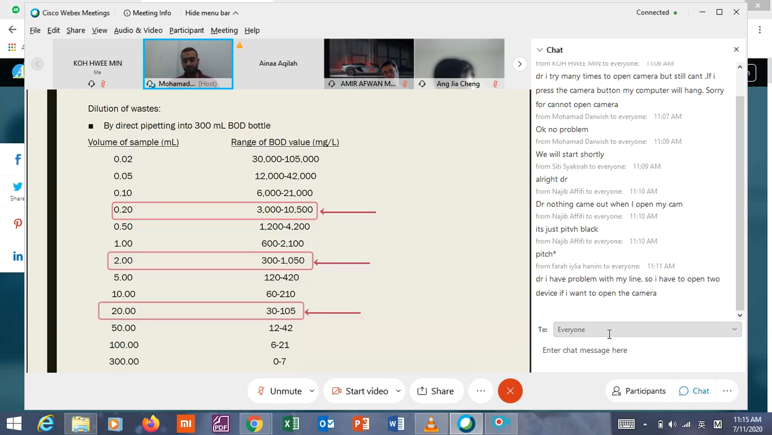So normally when we put samples in the lab, we dilute them first 10 times, or sometimes 50 times or 100 times, and then we put them in the incubation for the BOD test, right?